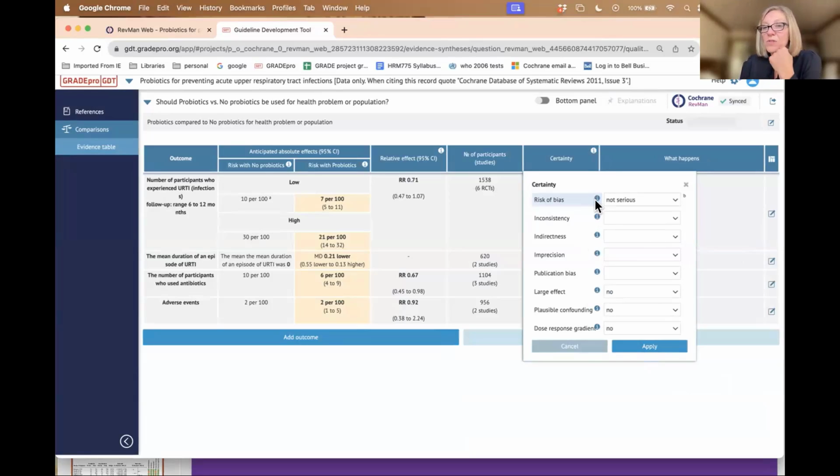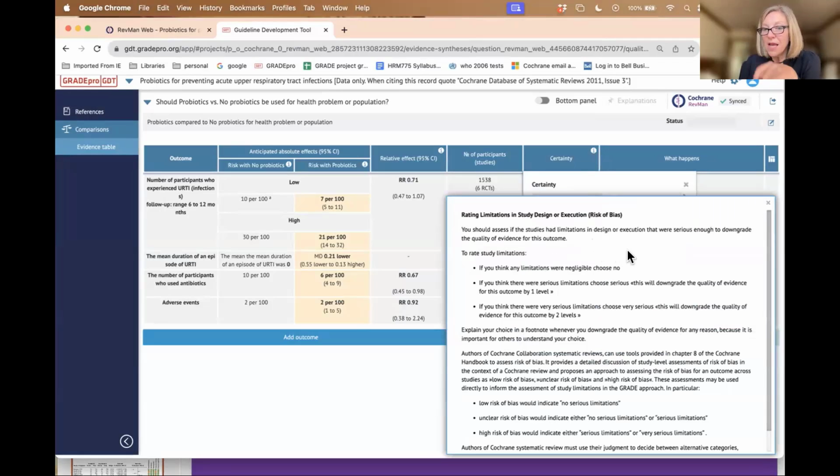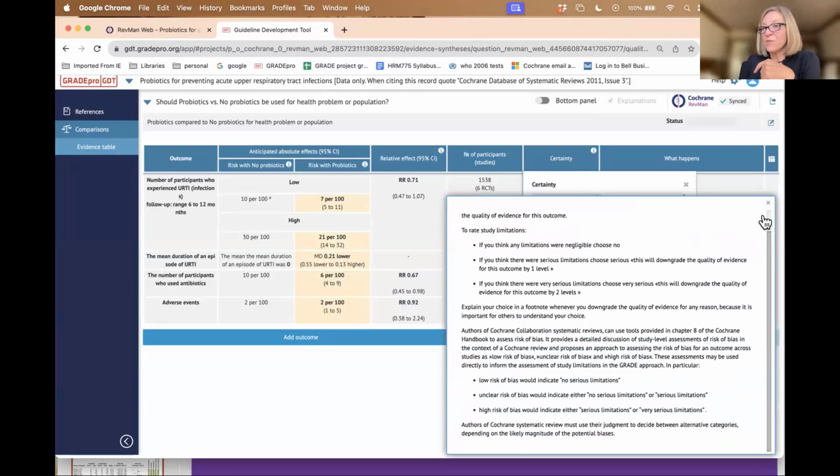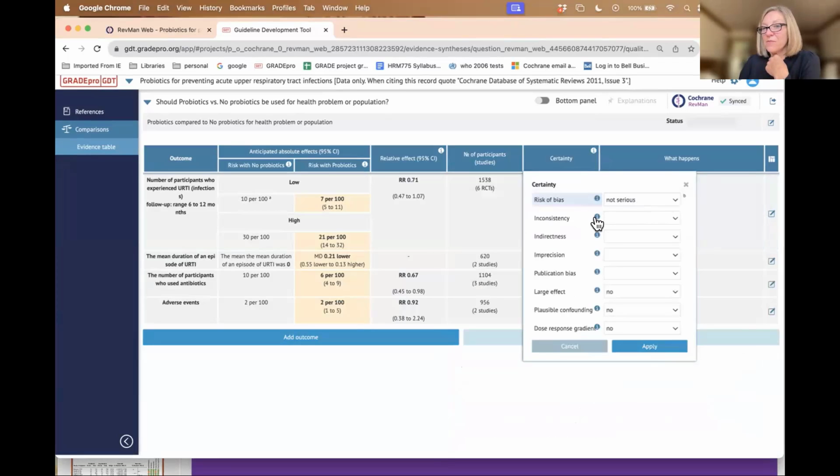Again, just in case you need more information about risk of bias, you can always click on the eyes, and that will provide a little bit more information about how to assess risk of bias. So you always have that information available to you.